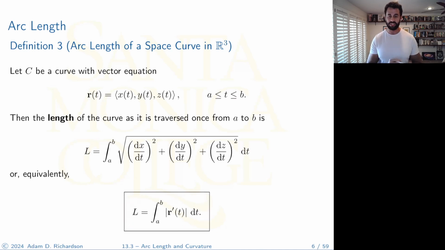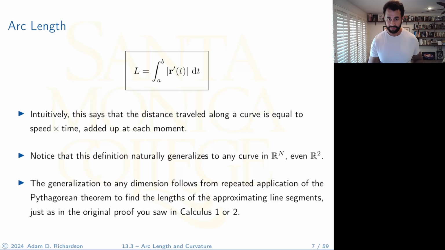The length is really just adding up the length of the tangent vector at every point from A to B. That's it. That's what it is. So that's the arc length.